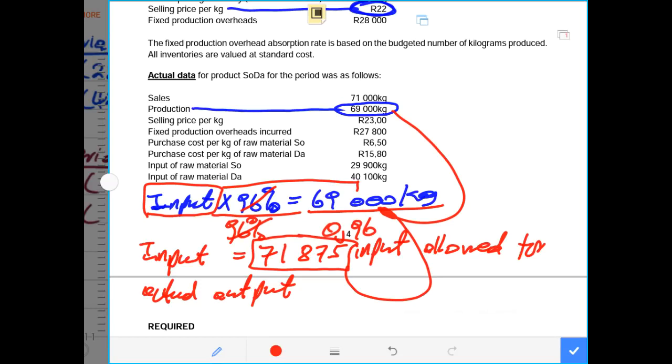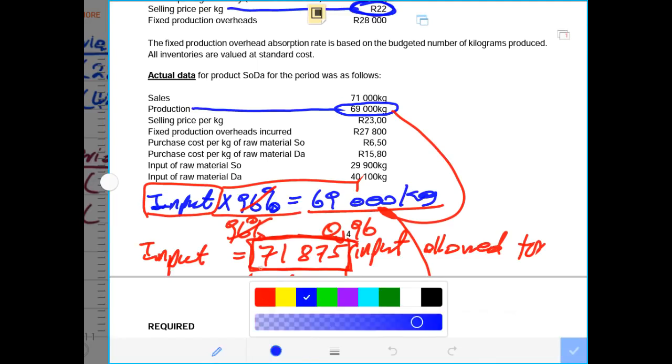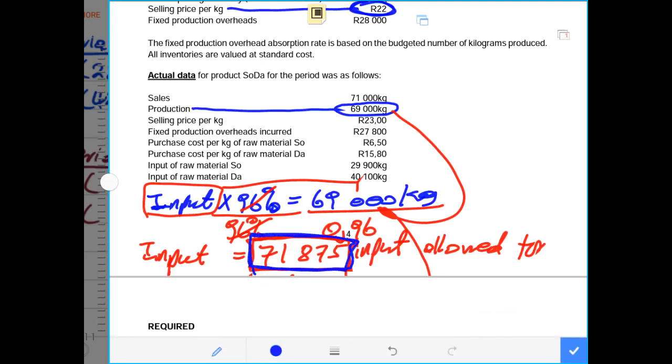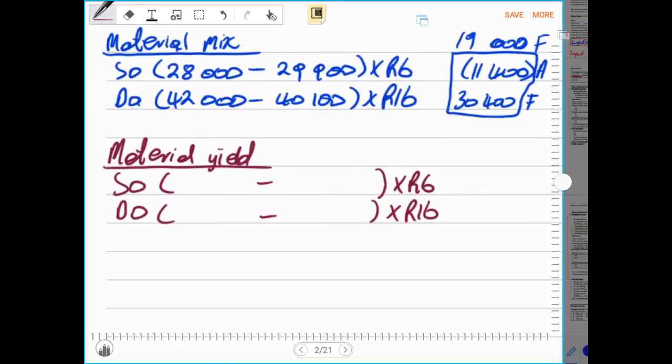So now we have to say how much were the total units that were introduced in the beginning. Therefore, now we get to see that we introduced a total of 71,875 units. That came up to the total output of 69,000. So this was our input allowed for the actual output of 69,000 kgs. So now input allowed will be 4%, which is our standard cost. So now we need to know how much was supposed to be the input for product.